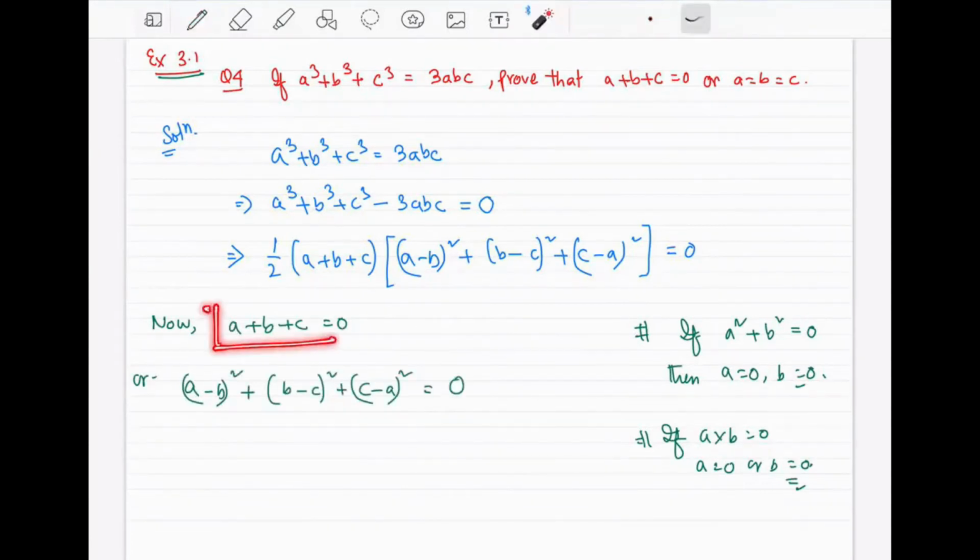This part is what we want to obtain in the equation, this part right here. So we have proven the first part, right? The first part is proven. What about the second part? We want to prove A is equal to B is equal to C.